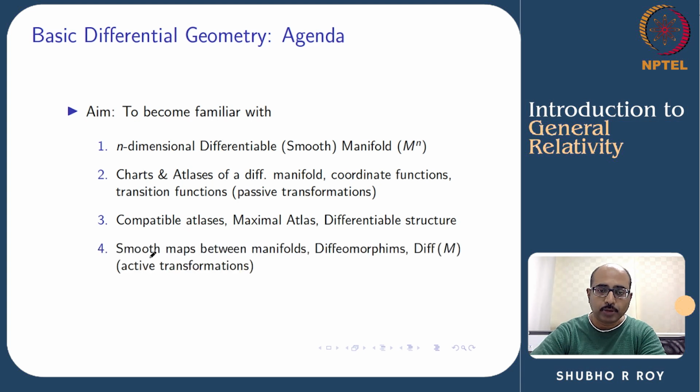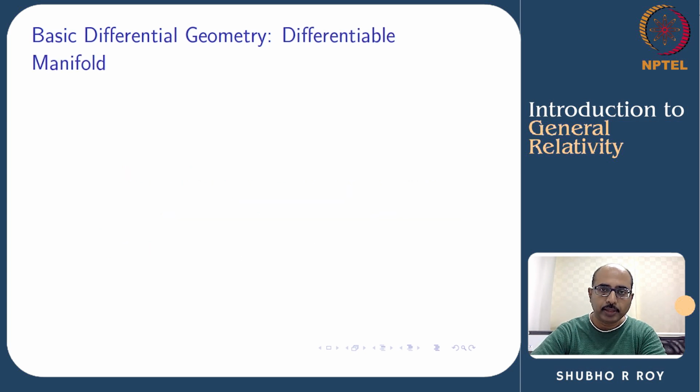And finally, we'll learn about smooth maps between manifolds. We'll learn about a special category of smooth maps, which are invertible, and the inverse is also smooth. These are called diffeomorphisms. And we'll learn about the group of diffeomorphisms of a manifold M back to itself, which is given by the symbol diff of M. And these represent the active transformations, okay? So these are also important as an active way of thinking about general coordinate transformations. All right, without further ado, let me begin the lecture.